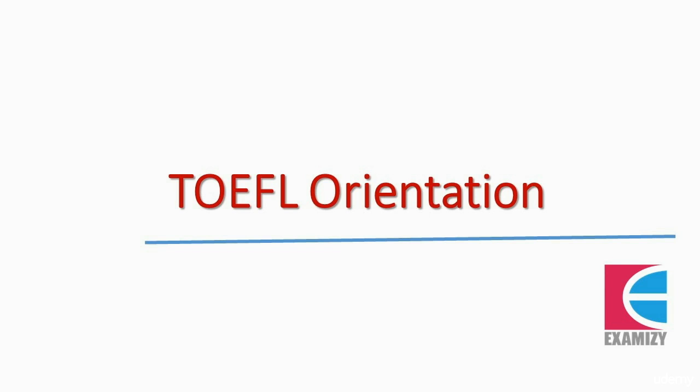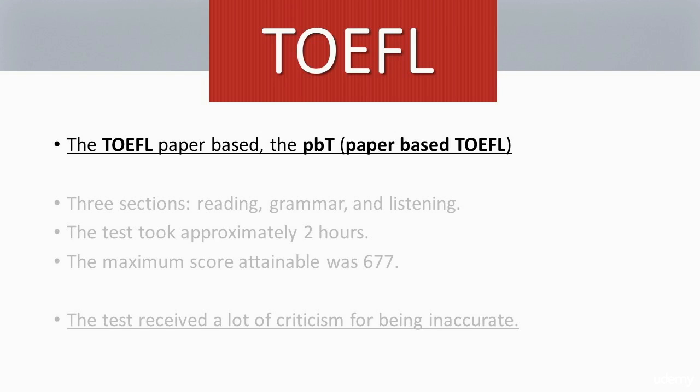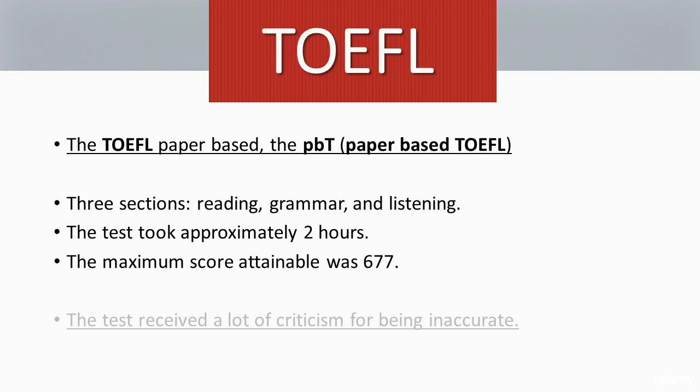The first version of the TOEFL was paper-based, and so it was called the PBT, Paper-Based TOEFL. It was composed of 3 sections: reading, grammar, and listening. The test took approximately 2 hours, and was used for a long period of time. The maximum score attainable was 677. This test was eventually replaced because it was obvious that non-native English speakers could achieve high scores while still being poor English speakers. In other words, the test received a lot of criticism for being inaccurate.